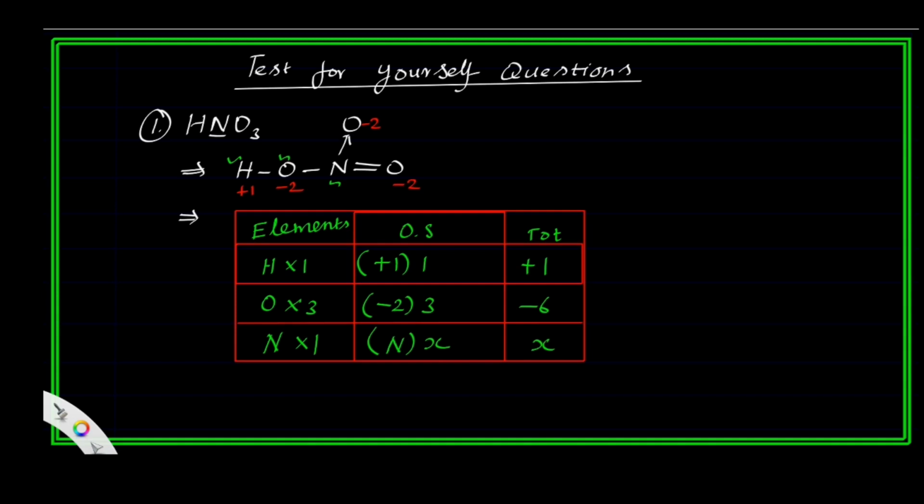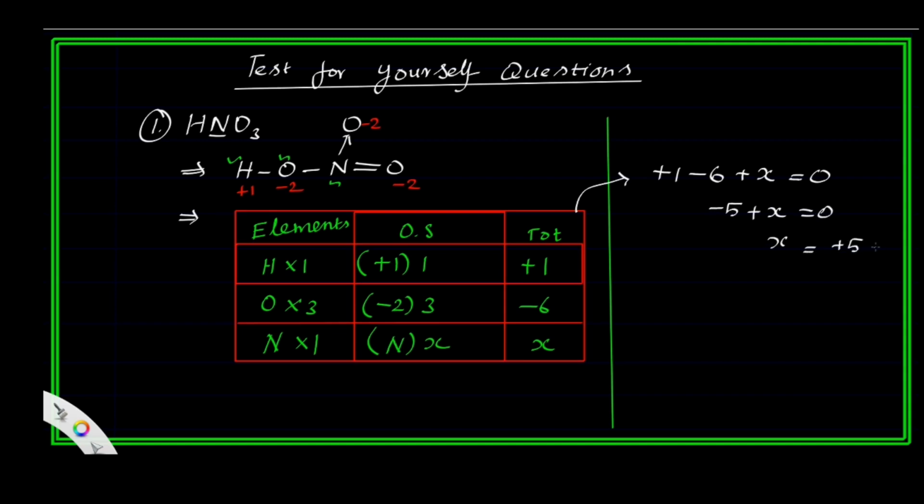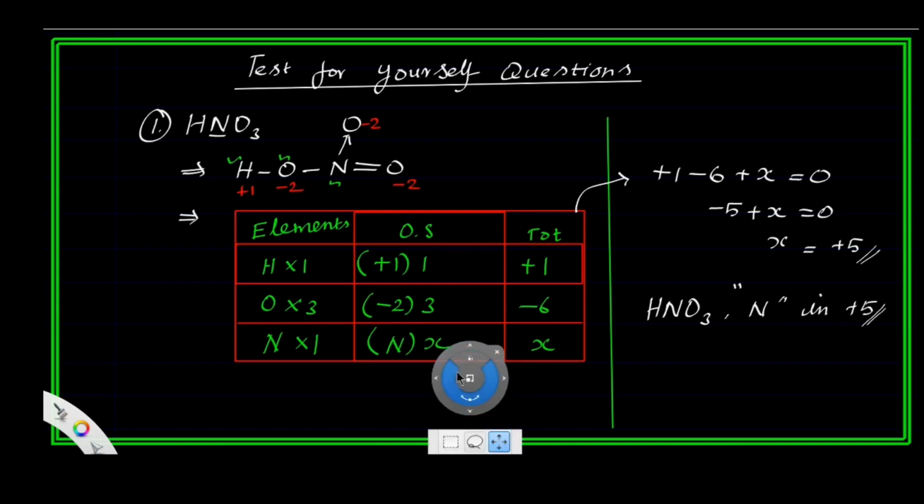On simplifying this table, +1 -6 plus X is equal to 0, -5 plus X is equal to 0, X is equal to +5. In nitric acid, nitrogen will be present in +5. We move to question number 2.